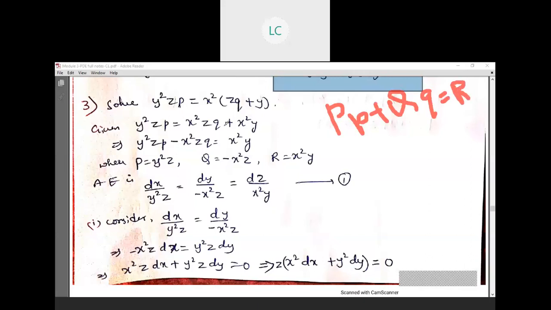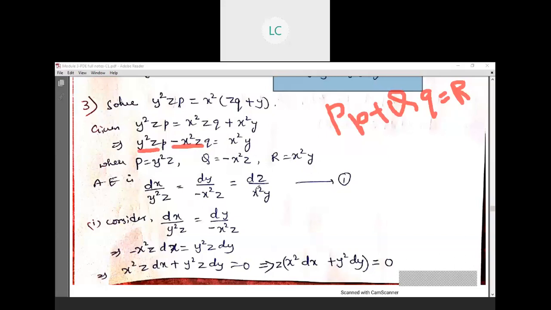First, we should rewrite in this standard form. So y square zp is equal to, multiplying x square inside the bracket, x square zq plus x square y. First, x square zq is shifted to the LHS, and this is equal to x square y. In the RHS we should have only a function of x, y, z, that is x square y. So here P is y square z, capital P is y square z, minus x square z represents Q, into small q is equal to R.